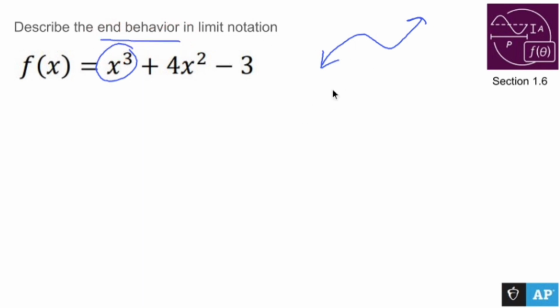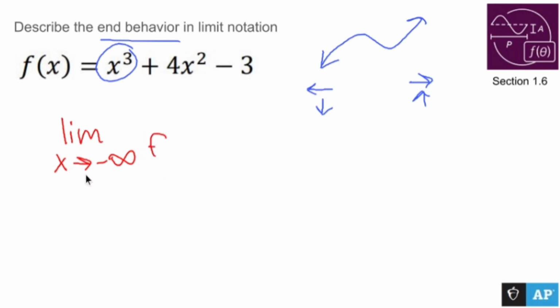And on the left side, as I move to the left, I go down, and as I move to the right, I go up. So how do I write that out? Well, the limit as I move to the left is going to be written out as the limit as x approaches negative infinity, because x is heading to the left. Cupid shuffle.